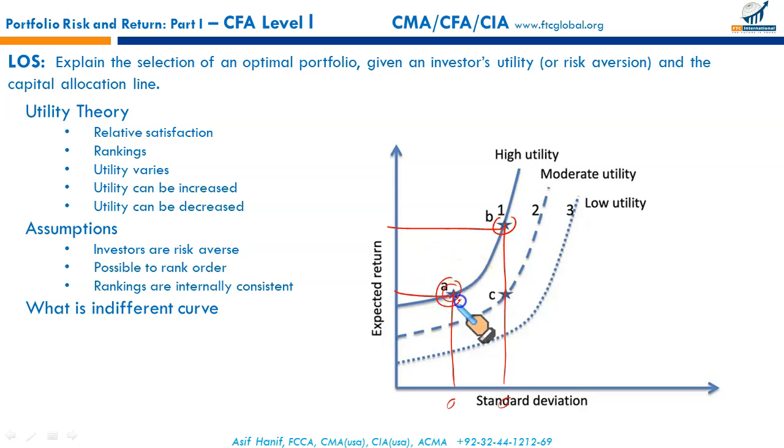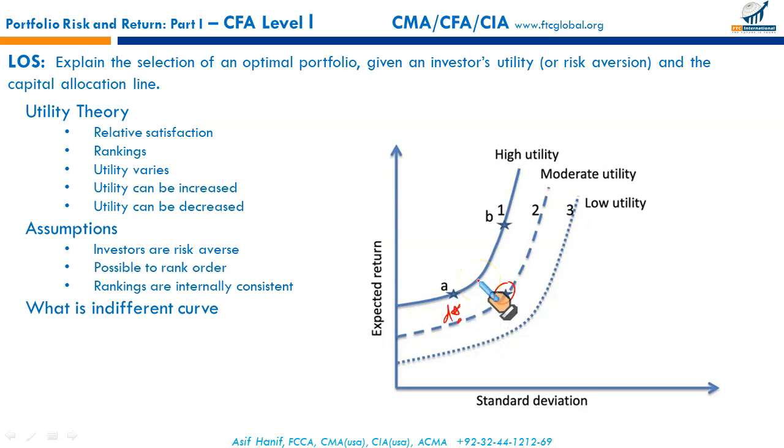An investor is indifferent whether he's at point A or point B. All points on a curve have the same utility, so the investor is indifferent between point A and B. Similarly, an investor on the moderate utility indifference curve will be indifferent between point C and point D.